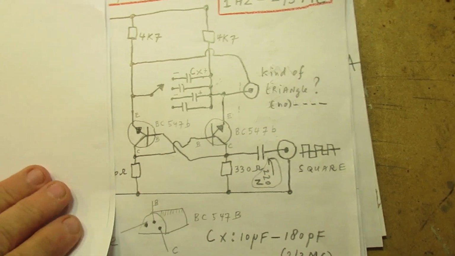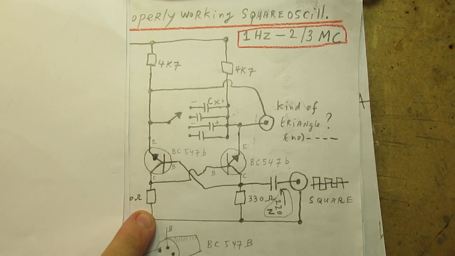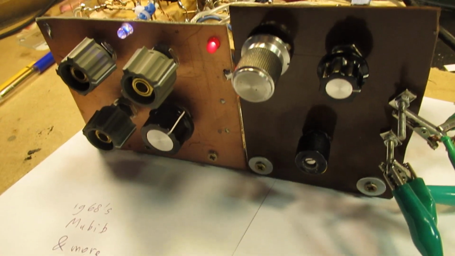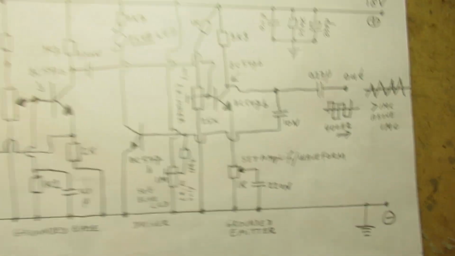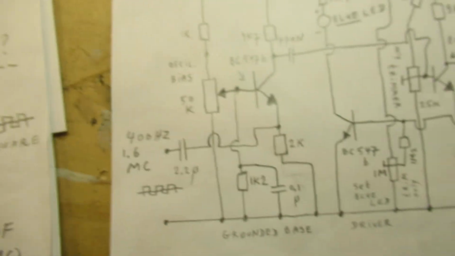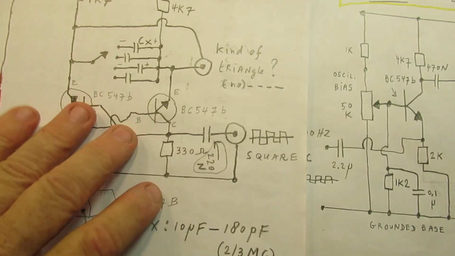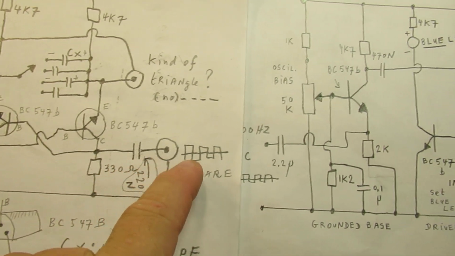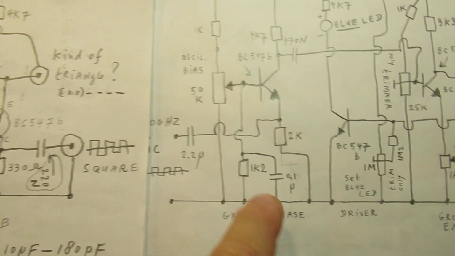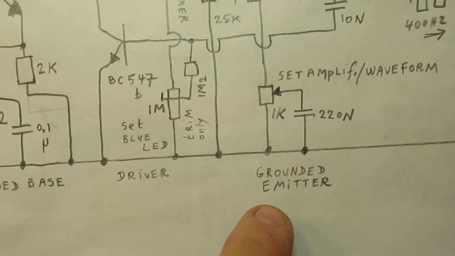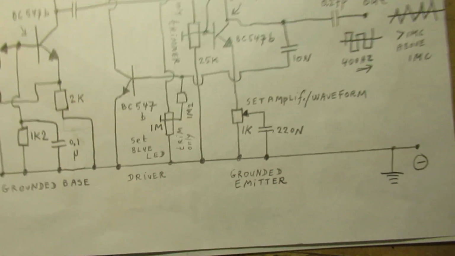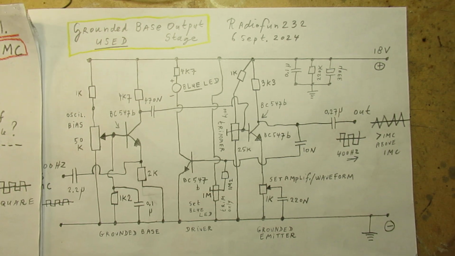Anyway, so what's important? This is the multivibrator now. It's here. And now the output is connected to this circuit, and that is the grounded base stage. So let me show it. Here is that first schematic. This signal goes here into the grounded base, and then into the driver of the blue LED, and to the grounded emitter stage that also amplifies. So here's the complete circuit.